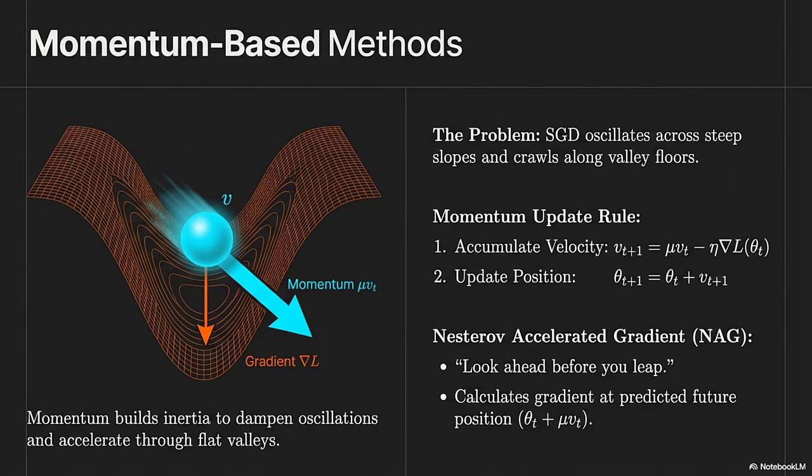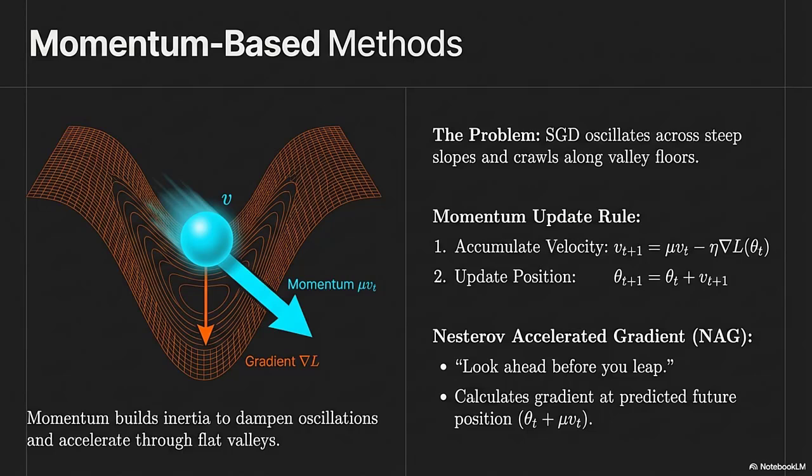It's a two-step update. First, we update our velocity, v. You can see the new velocity, v t plus 1, is a blend. It's part of the old velocity, v t, scaled by this momentum term, mu, plus the current gradient step. You can think of mu as controlling how much memory we have of our past direction. Then, in step 2, we update our parameters, theta, by simply adding this new velocity vector. That's it. This accumulation is what dampens the wiggles and speeds things up.